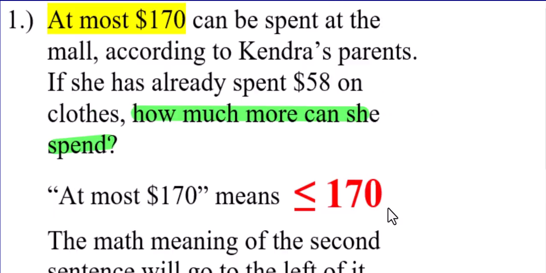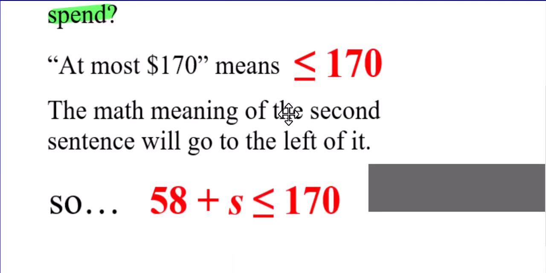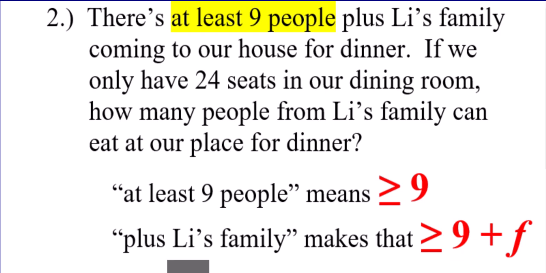So notice how we did this. We found the words that meant the inequality symbol and the number that comes next. We wrote that in the same order mathematically that we saw it in the sentence. And then if there's another sentence afterwards, that's going to have to go on the left of that inequality symbol. Let's take a look at another example.